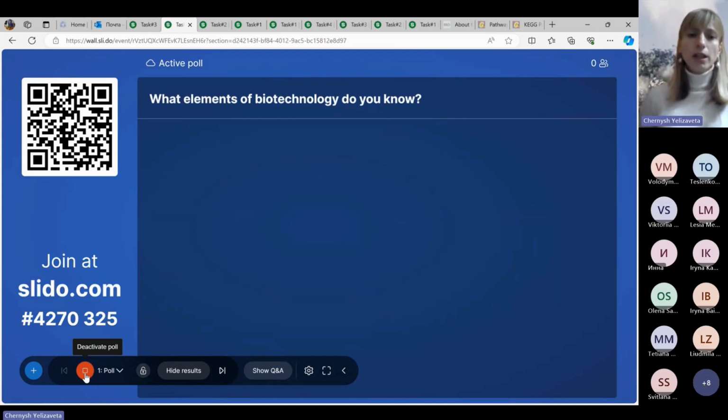And the first question: what elements of biotechnology do you know? This question is connected with our first lectures, because if you remember, the first presentation had information on what biotechnology is and how important it is in our life. And we also discussed elements of biotechnology, what is present, and I told about these elements and how they are connected with each other.